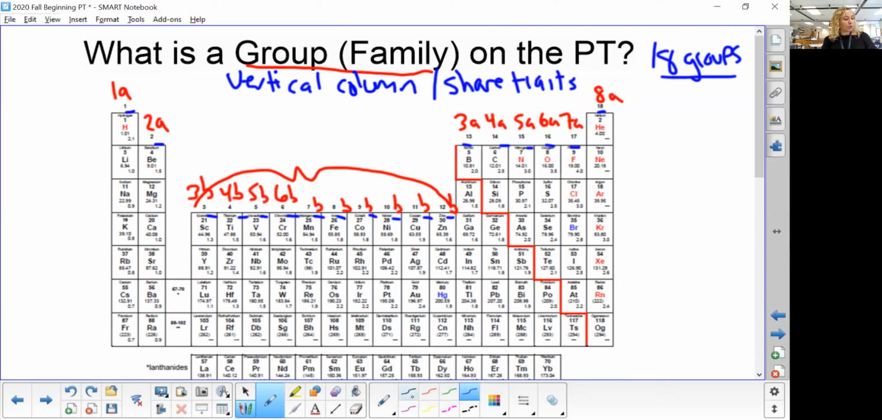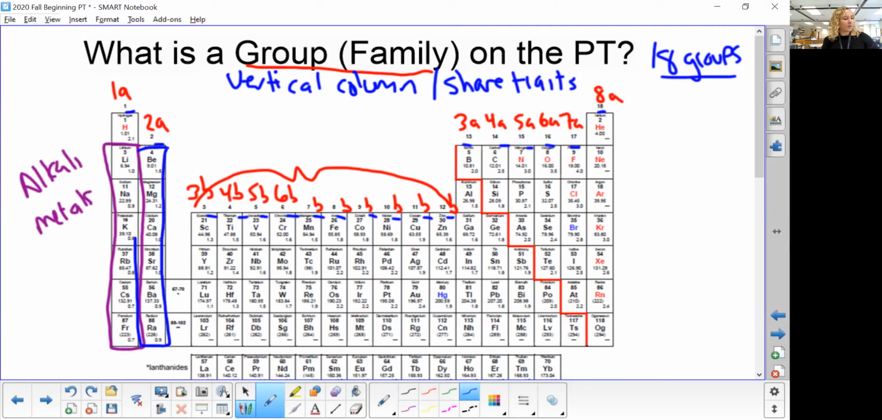So there are some groups on the periodic table that have common names that you're going to learn about. So group 1 or 1A, not including hydrogen, because hydrogen is not a metal, those are your alkali metals. And then group 2A, all of them, those are your alkaline earth metals.